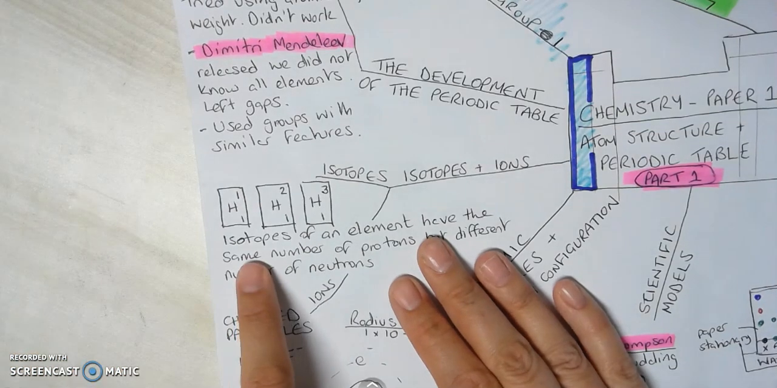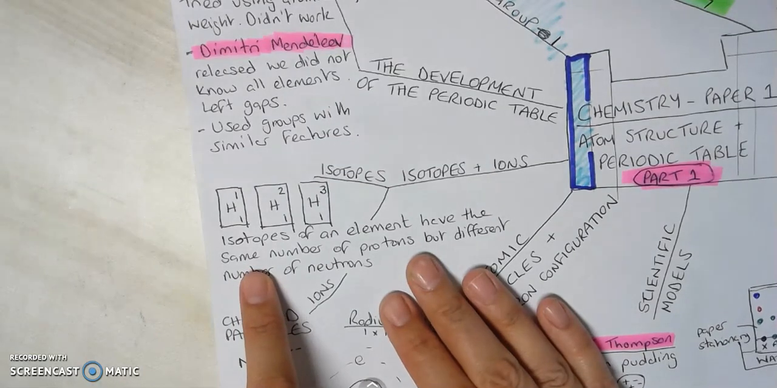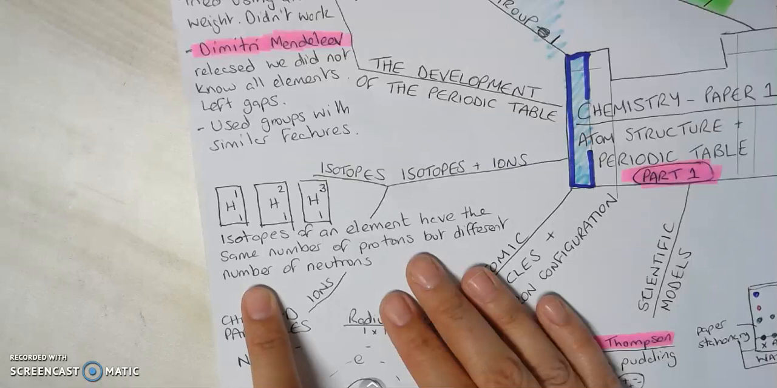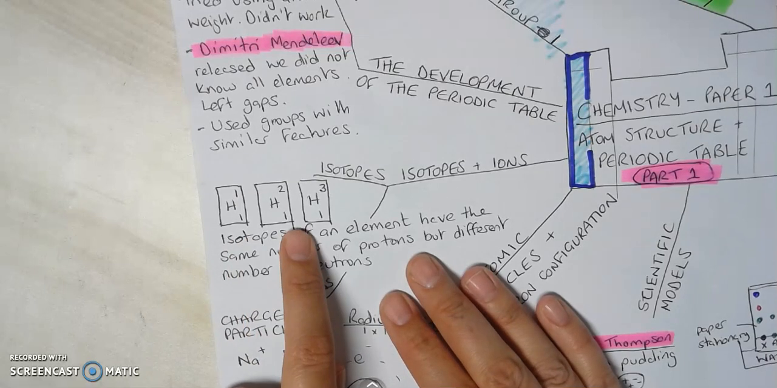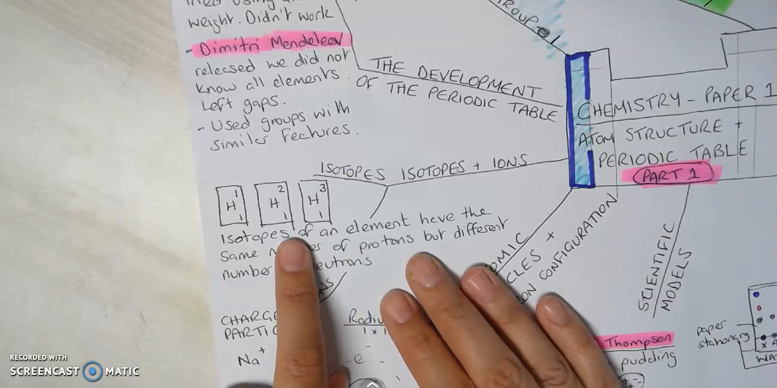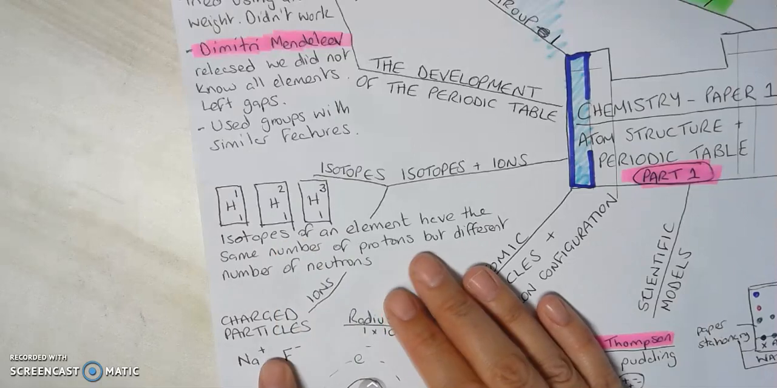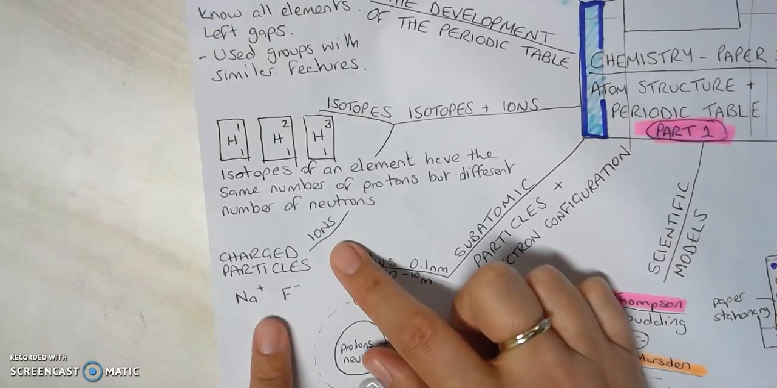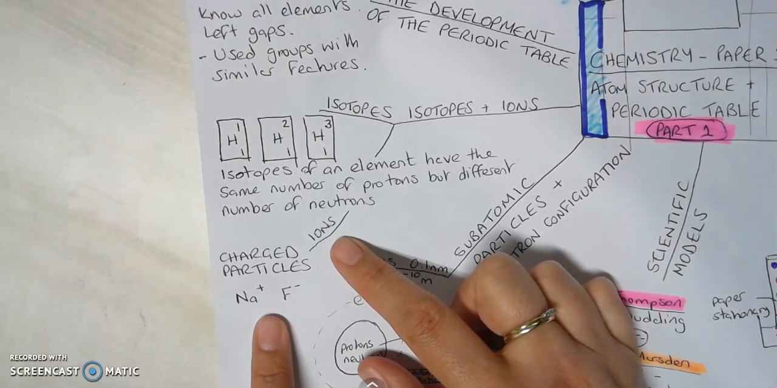So an isotope is an element that has the same number of protons but a different number of neutrons. Usually they give you a diagram as well with isotopes, so just say what you see, and don't forget the key is on the periodic table on the back of your exam paper. Ions, on the other hand, if you see the word ion anywhere, it just means charged particles.